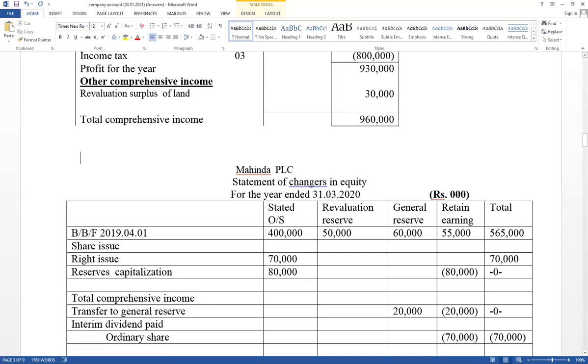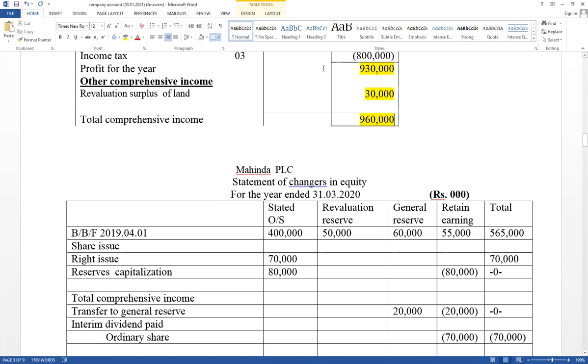Profit for the year. Think about this value. Profit for the year. This value should be included in the retained earnings column. And this value should be included in the revaluation reserves column. And this value should be included in the total column.